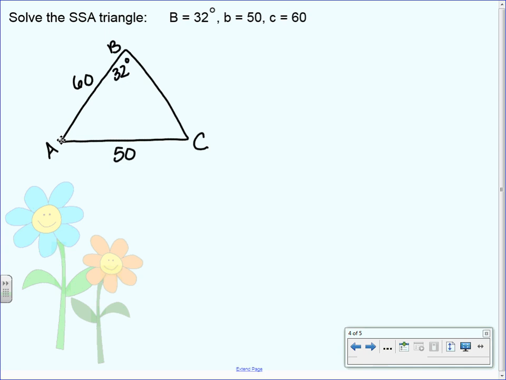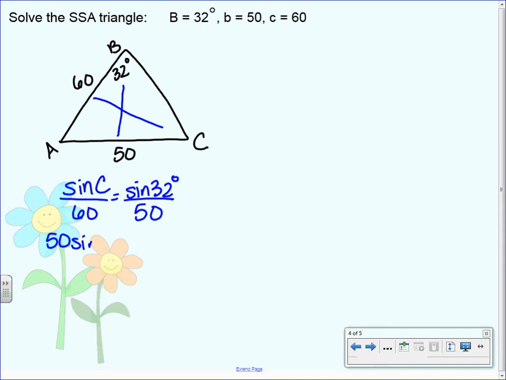You can see this is the same amount of given information, same angles and sides even, that we were given in the last problem. b is opposite B, c is opposite C, and those are my two pairs to make my law of sines problem. So sine of C over 60 equals sine of 32 over 50. Cross multiply, 50 sine C equals 60 sine 32. I'm going to divide by 50, and we should get a number between -1 and 1, hopefully, something that's solvable. So 60 sine 32 divided by 50, I get about 0.64.